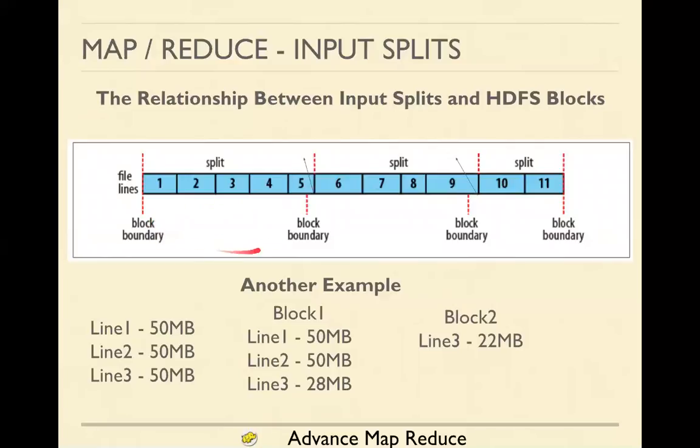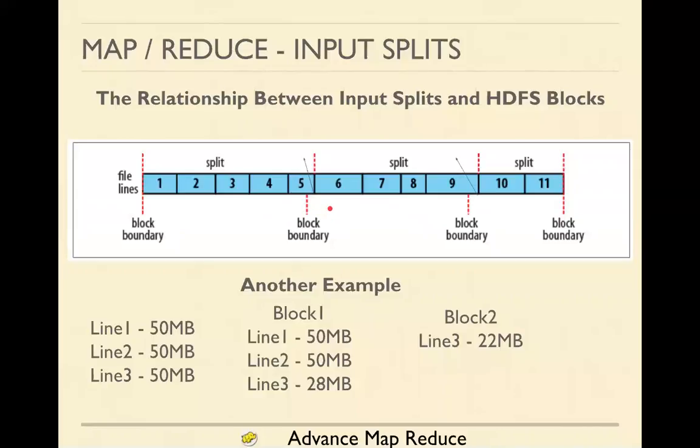the bottom side here is the block boundary, from here till here. And from here till here, it's another block, and then another block. So there are 3 blocks, right? And the first block's boundary is at a very wrong place: most of the 5th line is in the first block, and the remaining part of the 5th line is in the second block, right?